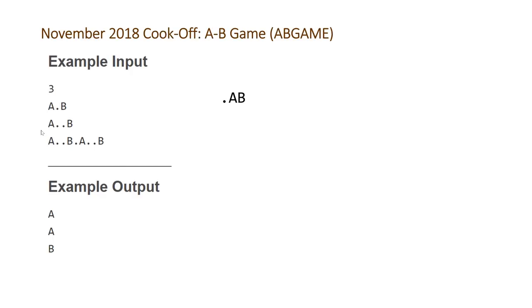For the second game, A has two options. A can move this character to the second spot or to the third spot, but if A moves it to the third spot, B won't have any moves, so obviously that's the optimal move, and A will win this game as well. So the final configuration for the second game will be as follows.